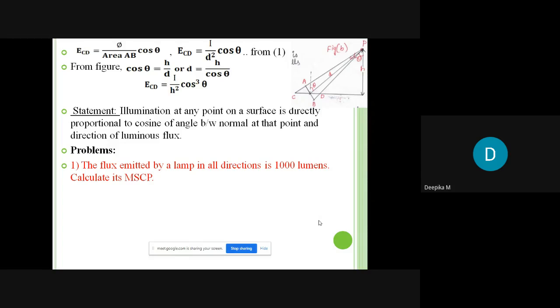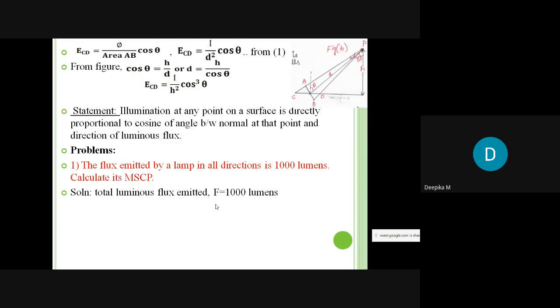The first problem goes like this: the flux emitted by a lamp in all directions is 1000 lumens, and we have to calculate the MSCP. The flux emitted they have given is 1000 lumens, and lumens is the unit of flux. MSCP stands for mean spherical candle power, which we have to calculate. So what does it mean? It is the total flux emitted in all directions, correct? So this is nothing but the mean spherical candle power.